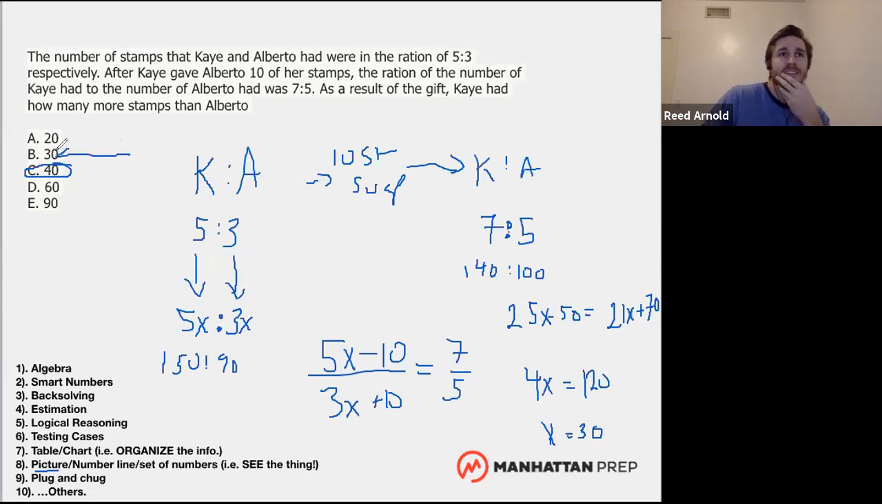Notice this devious trap answer of 30. If you solve for X and you're like, 30, I did it, 30. That's not the question. Be careful. Make sure you answer the question.